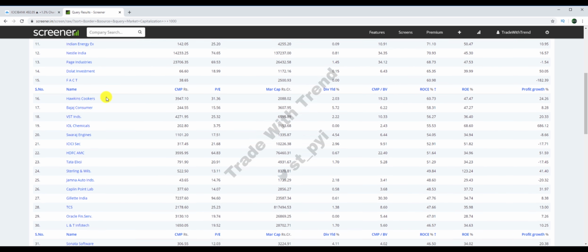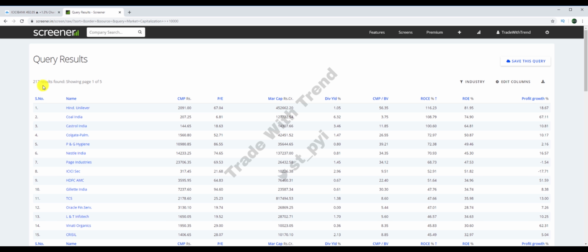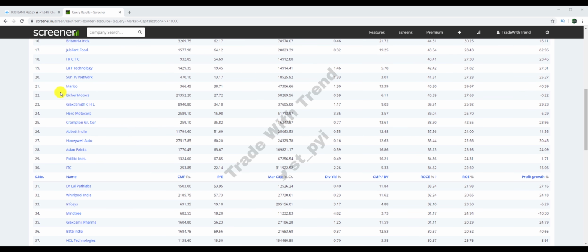So the first modification that I'll make is to this market capitalization query. I would now set this at 10,000 crores. So the basic criteria that a company should satisfy is that it should have a market capitalization greater than 10,000 crores. So once you run this query, you then get about 217 names. So 217 is still better than the 600, 700 odd names that we just saw.